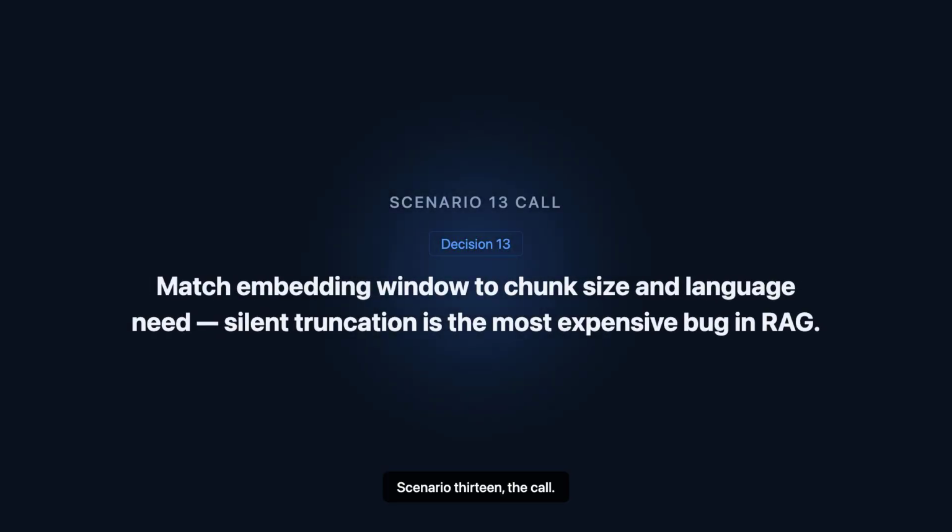Scenario 13. The call: match the embedding window to your chunk size and your language need. Silent truncation past the window is the most expensive bug in RAG. Precisely because there's no error message, the pipeline runs green while recall craters.